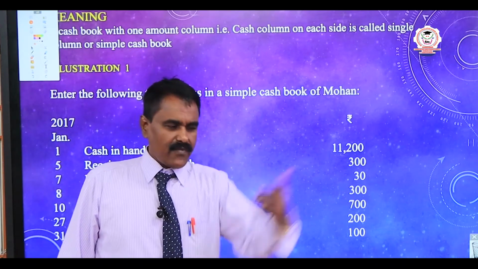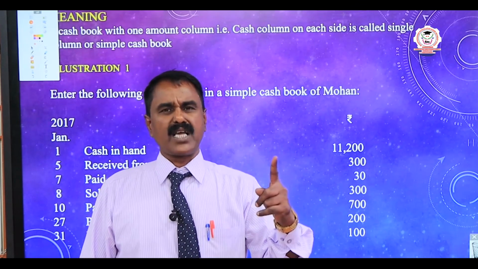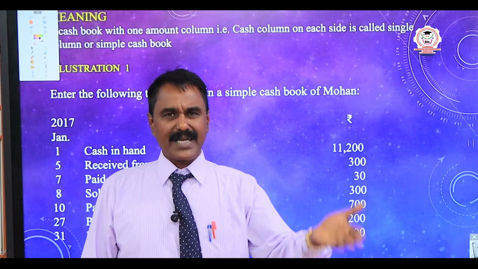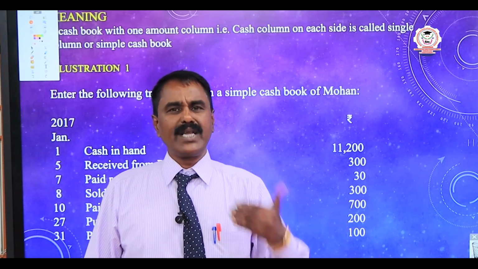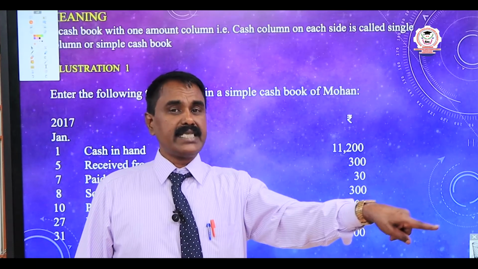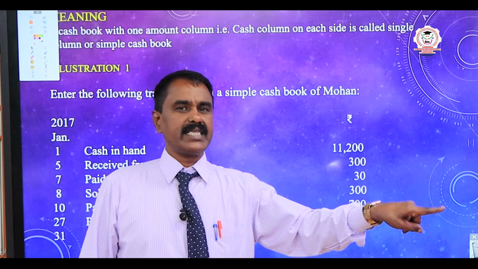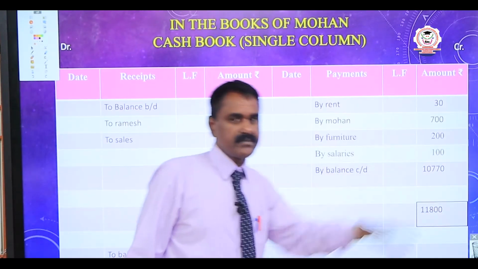Next one is purchased furniture for cash. Furniture is coming into the business. The name of the asset should be debited, so Furniture account Dr. At the same time cash is going out because we are purchasing furniture. So the journal entry is Furniture account Dr. to Cash. Cash is credited, so it will come to the credit side of the cash book by writing By furniture 200.